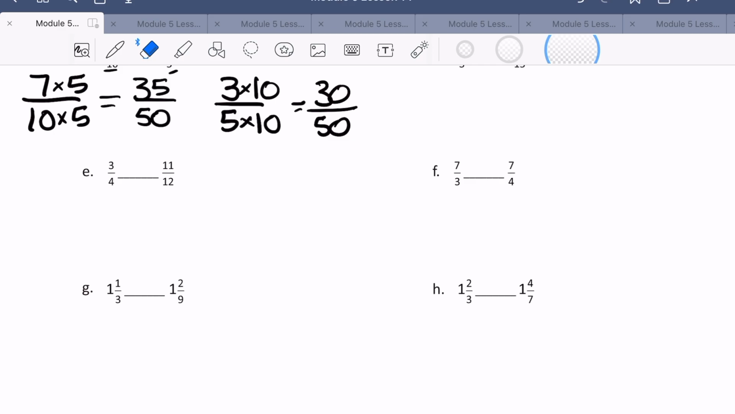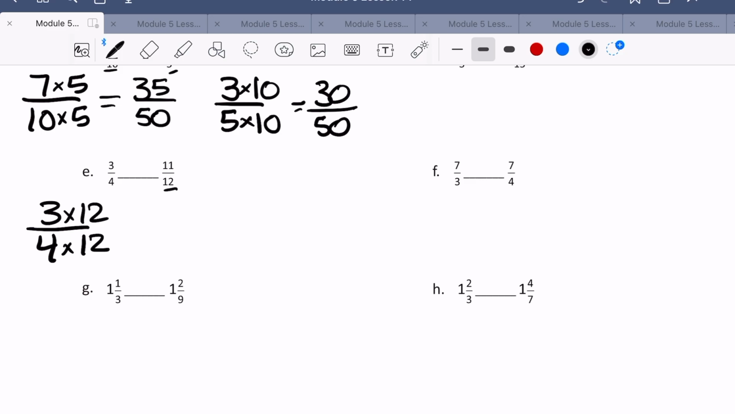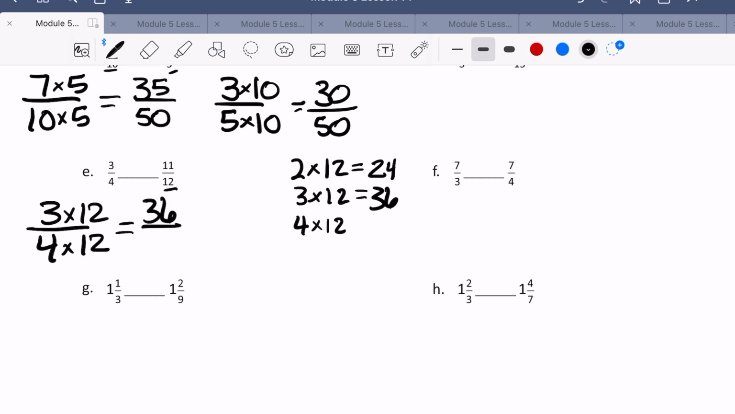Okay, so now we're going to start the next one. We're going to say 3/4 times it by its opposite denominator, which is 12. If you don't know your 12's facts, remember you can find a number close to it and count up. So you could say 2 times 12 equals 24. So 3 times 12, if we add 12 more to 24, what do we get? 36. So we have 36. And if you're not sure about 4 times 12, if I take 36 plus 12 more, I get 48. So I'd have 48.